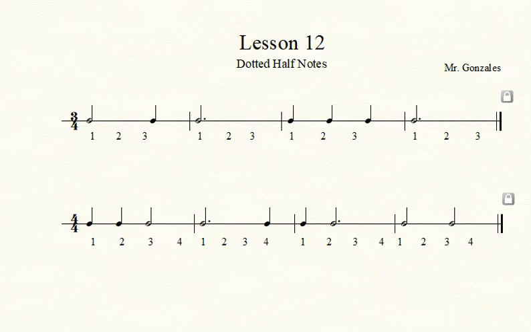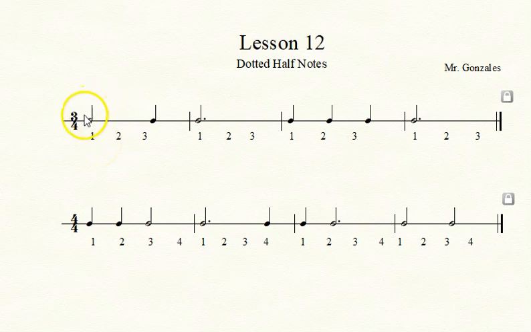In 3/4 time and 4/4 time, a half note receives 2 beats. Because a dot following a half note increases the duration by 1 beat, a dotted half note has a value of 3 beats. Let's take a look at this example in 3/4 time.